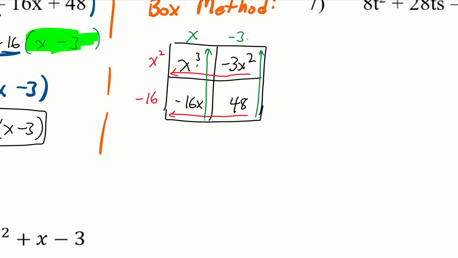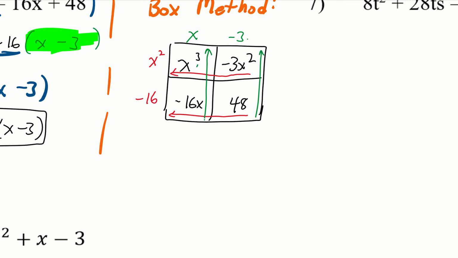But either way you do it, what you want to double check is that when you multiply what's here and here, you get what's in the first box. When you multiply this x by the negative 16, you need to get what's in this box. And then when you multiply negative 3 by x squared, you get here, negative 3 and negative 16, you get this. As long as that checks out, you know that it's factorable.